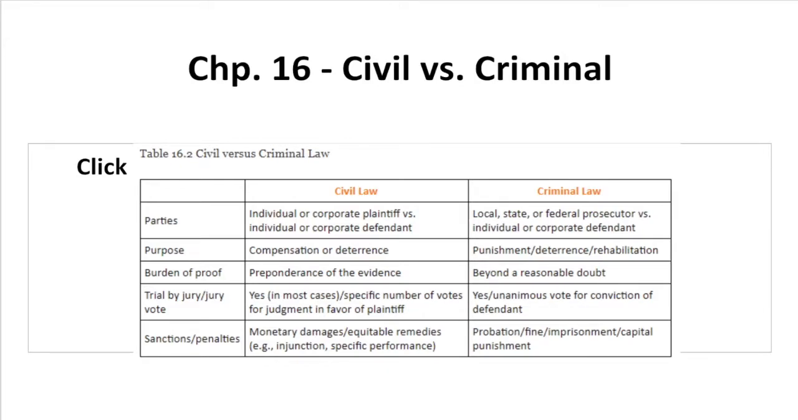This is a nice table from 16.2 in the chapter, which gives some nice differences between civil and criminal law. I think probably if you don't have a lot of experience with this, those distinctions might be not entirely clear to you. And so this breaks down the parties, the purpose, who has to prove what, how the cases might be tried, and then what the penalties or sanctions might be. And I just think it's a great overview. So I would encourage you to spend a little bit of time with this particular table.